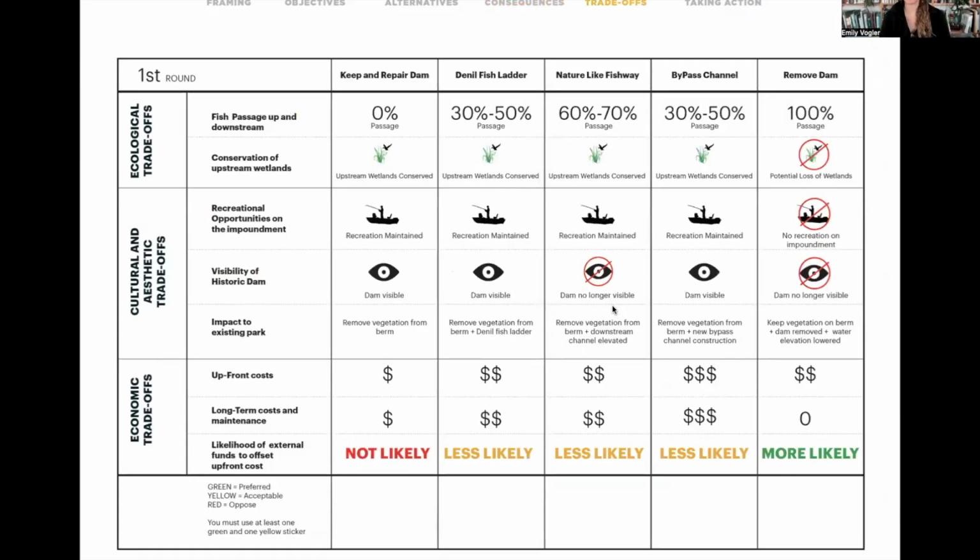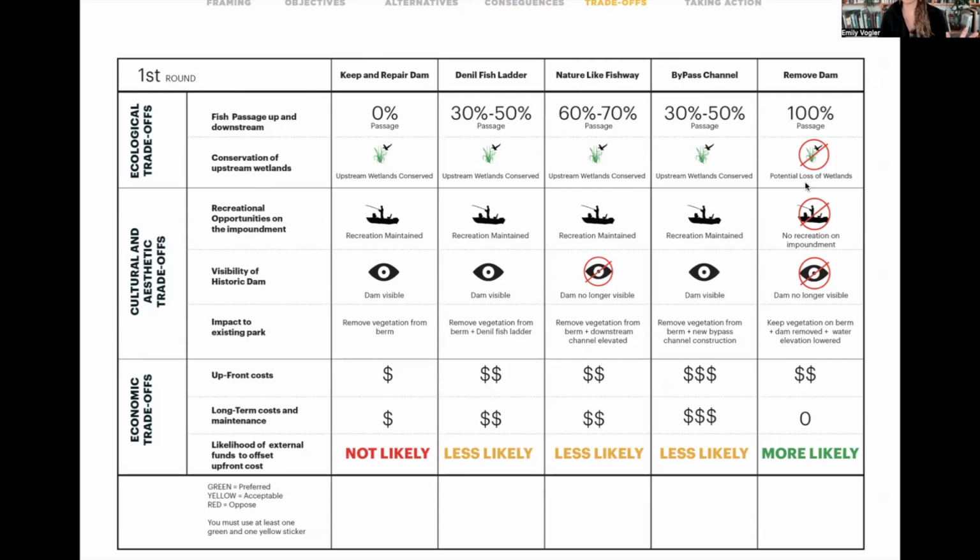And this is what I call the decision matrix, where for any project, the objectives are listed out on the left side. We have the different alternatives listed out on the top. And this is just a very generalized one, just to give you a sense. But then you can see, okay, how does removal impact fish passage, right? And how would removal impact the conservation of upstream wetlands, right? Like I said, you want to be as specific as you can, but sometimes at an early stage in a process you can't be super specific, but you can understand generally what some of the different issues are and what the general impacts will be.